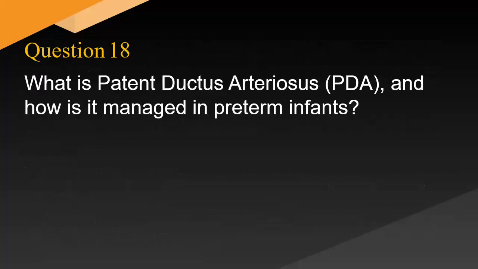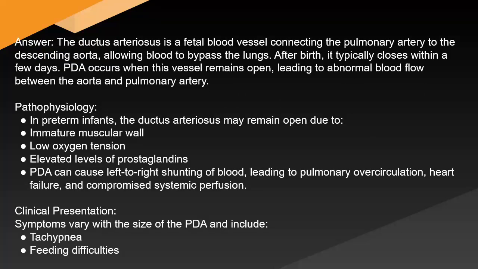What is patent ductus arteriosus (PDA) and how is it managed in preterm infants? Answer. The ductus arteriosus is a fetal blood vessel connecting the pulmonary artery to the descending aorta, allowing blood to bypass the lungs. After birth, it typically closes within a few days. PDA occurs when this vessel remains open, leading to abnormal blood flow between the aorta and pulmonary artery.